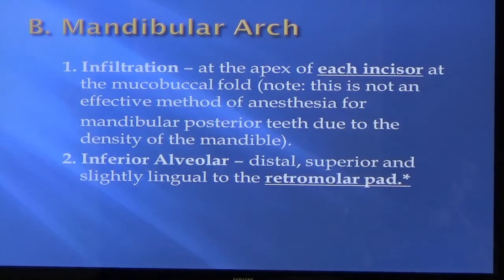I'll show you where it's at. So the retromolar pad is the little bump behind your second molar on the bottom. You've got the second molar and then you feel a little fatty tissue back there. That's the retro, meaning behind, molar pad, behind the molar pad.